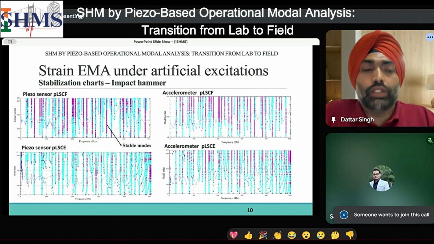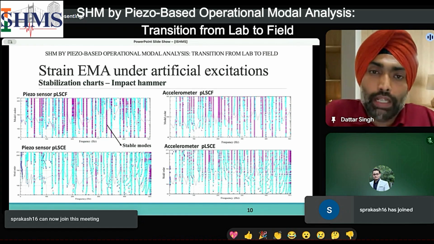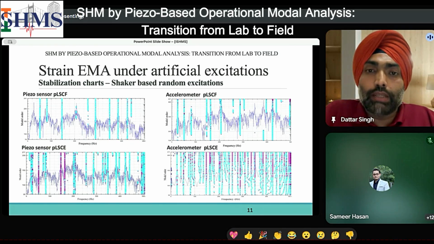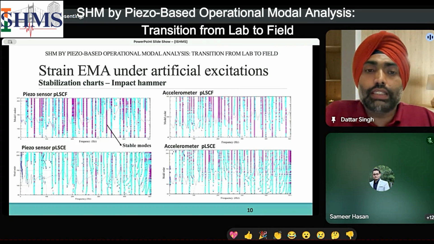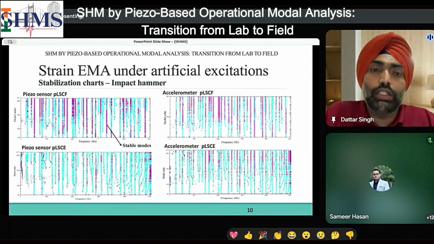Now, these are the stabilization charts: from impact hammer based excitation, and this is from the shaker based random excitations. Now we can see there are multiple modes missing in shaker based excitations when we compare to the impact hammer based excitations.